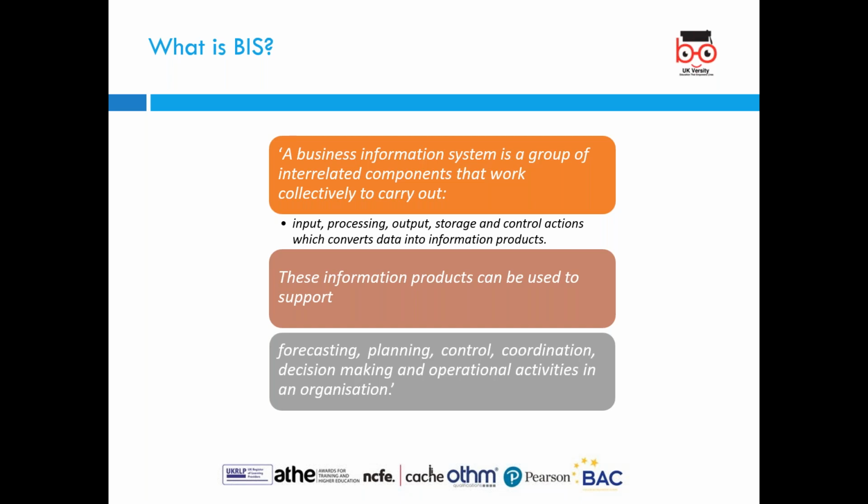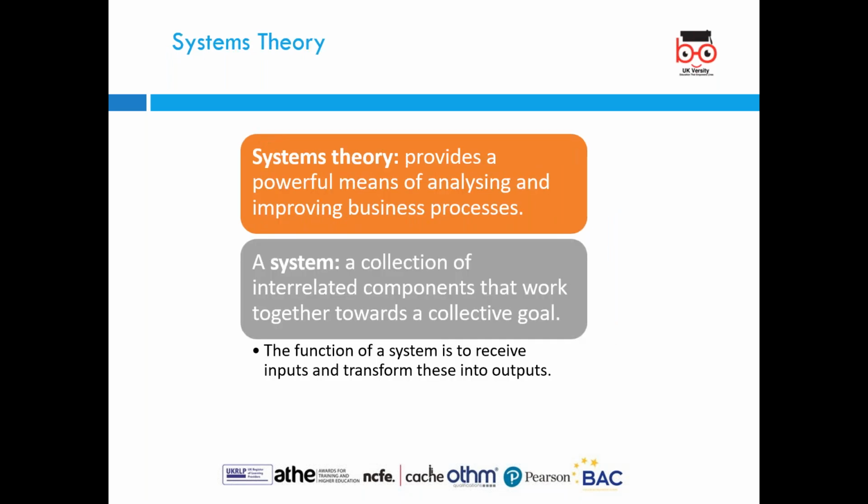So coming into looking at what a business information system is, it is simply a group of interrelated components that work collectively to carry out a task. So we do have input, data, processing, output, storage, and control action, which converts data into an information product. So this information product can be used to support different stages of the work. You can support planning, controlling, coordinating, or even decision making within the organization.